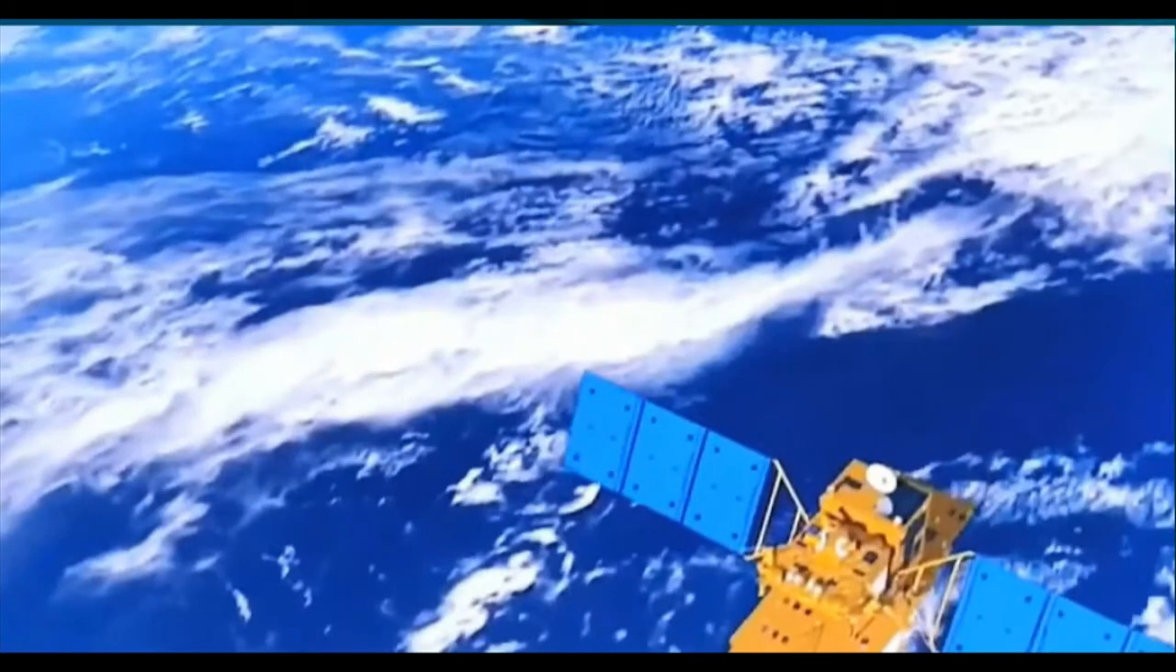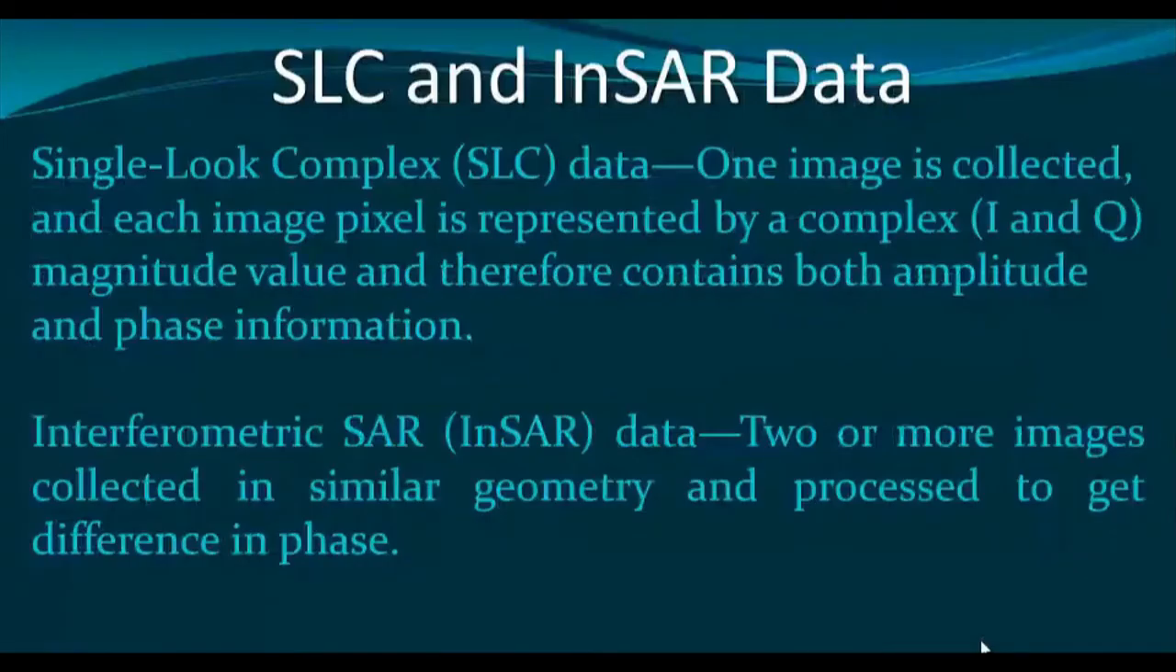And as I told you, a single satellite sensor may even be used in these three different modes. I have given one example of RISAT-1, which can give you images in all these three different modes: strip map, scan-SAR, and spotlight. Okay. So next, another classification of SAR is SLC and INSAR.